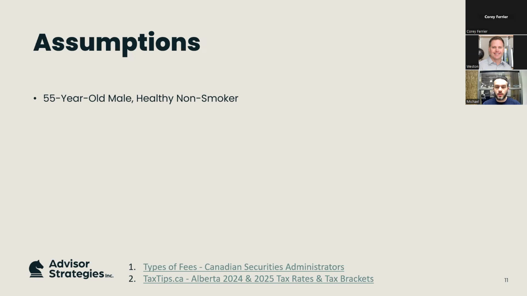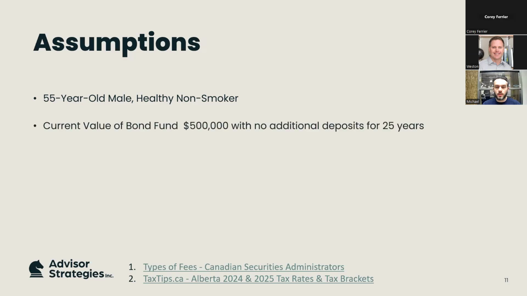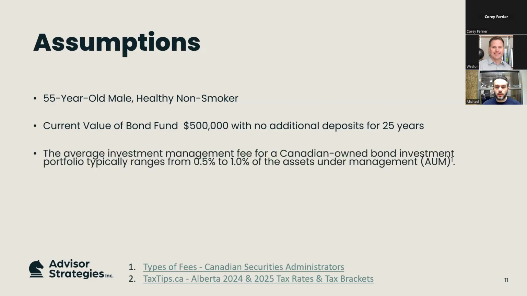So this is done for a 55-year-old male, healthy non-smoker. He's got a current bond value in his portfolio of $500,000, and he's not anticipating making any additional deposits for the next 25 years. He's got what he has, and he's happy with that amount. He's not looking to add much more to his retirement funds in that regard.